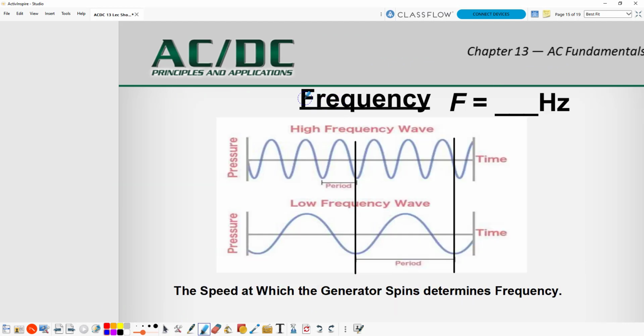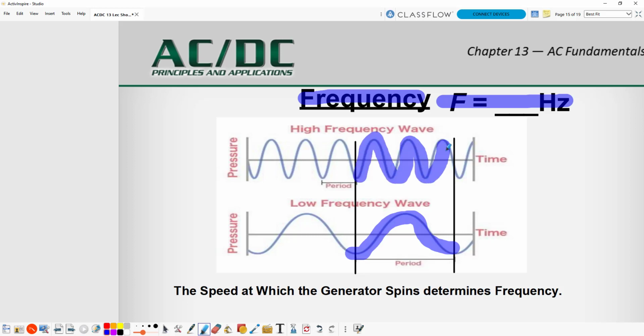Frequency is another term that you need to be very familiar with. Frequency is measured in hertz. So here at the top we have a high frequency signal. At the bottom we have a low frequency signal. You can see that in the time it takes this waveform here to go through one cycle, this waveform here has already gone through many cycles. So the amount of waves in a given period of time is its frequency. This frequency comes from the speed at which the generator spins.